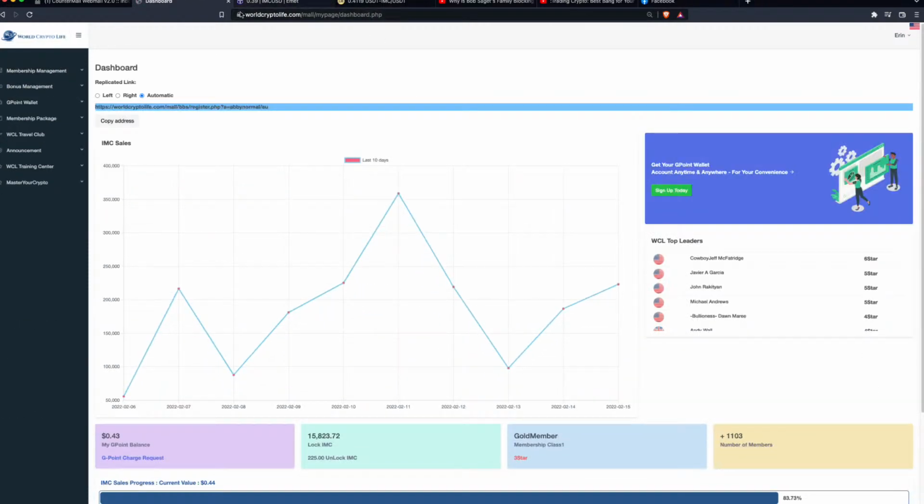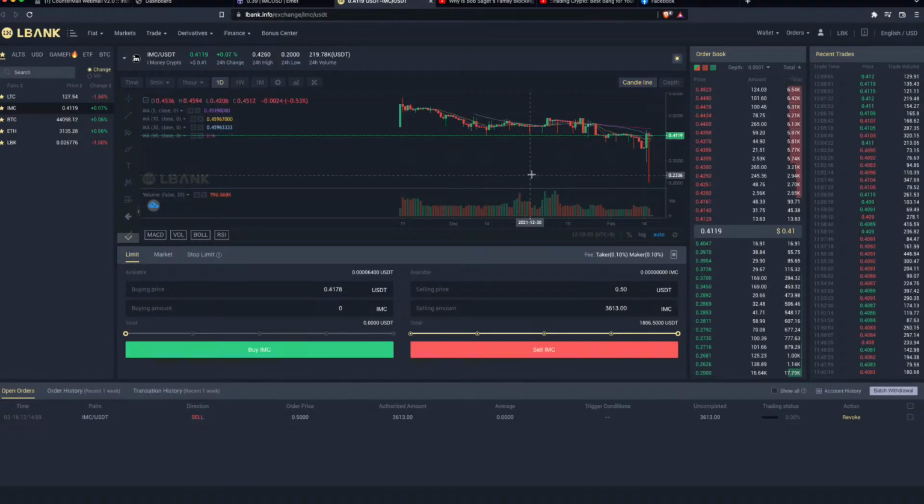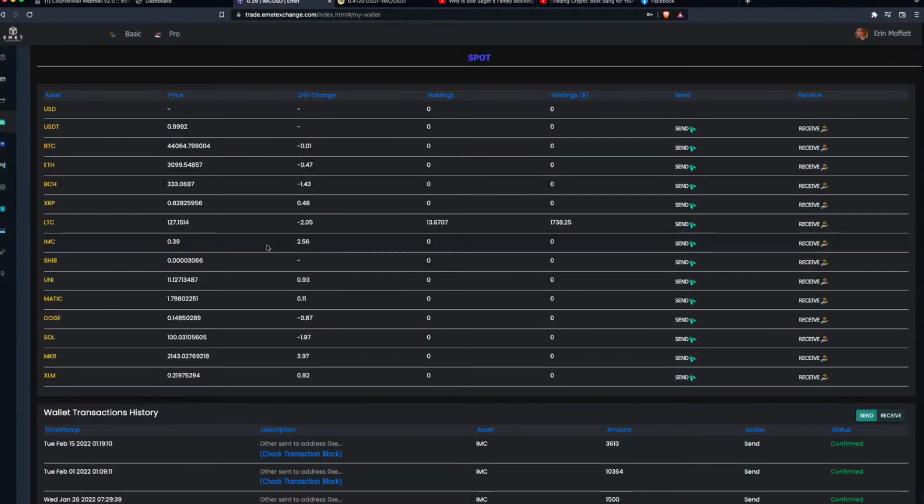So then when you send it, under GPoint wallet it says unlock IMC token withdrawal. That's when you can send them over to EMET. From World Crypto Life, EMET is the only place you can send them to trade and sell. So once they're here, if you look over here, I have IMC token pulled up and it's 41 cents, 0.4120 on LBank. On EMET, it's 0.39.